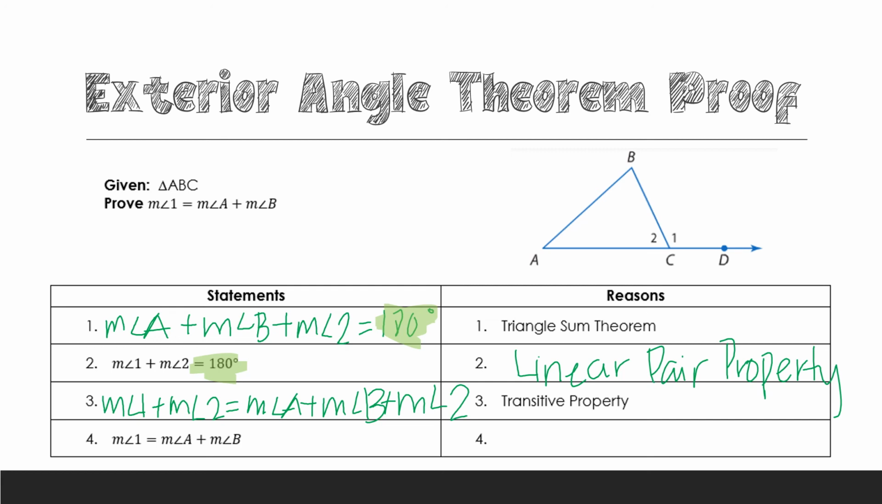And now what I notice is that I have the measure of angle 2 on both sides of the equation that I can get rid of by subtracting. And when I subtract, what that's going to leave me with is the measure of angle 1 equals the measure of angle A plus the measure of angle B, which is the exterior angle theorem. So subtraction property is our last step. So this shows that the exterior angle theorem works in all cases. Okay, I didn't use any specific angle measures for A, B, 1 or 2, so it proves the actual theorem.